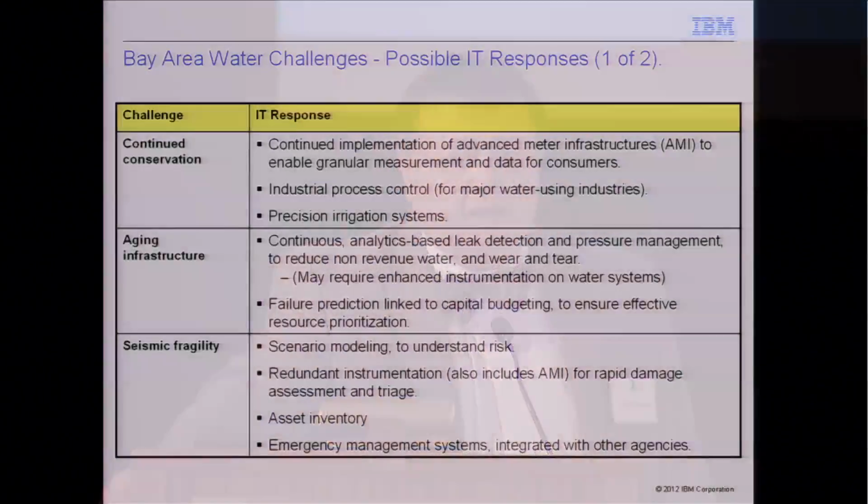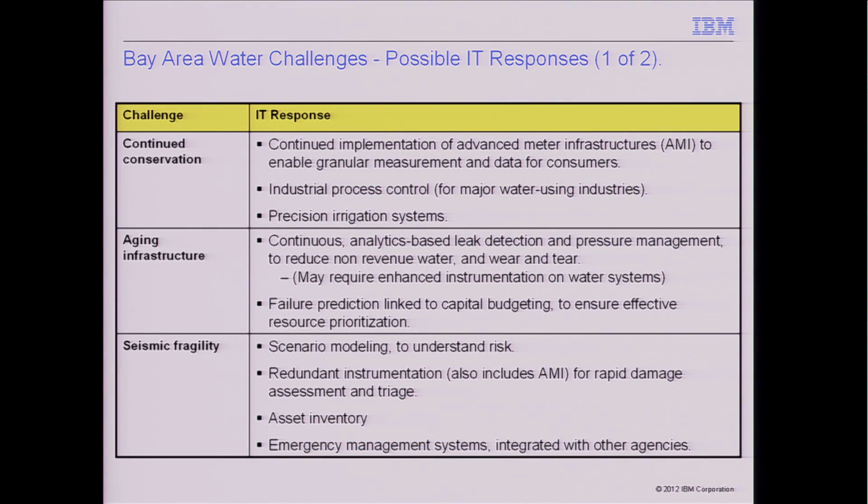They sort of dealt with their own problems since there was no information. And so some of the possible responses, wherever we see IT, it's really data that's made available. So obviously, continued conservation. You can't conserve that which you don't measure. Therefore, metering and monitoring is very important.